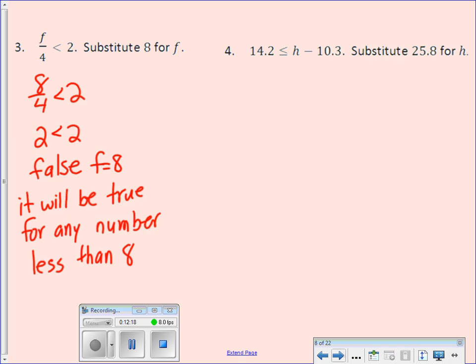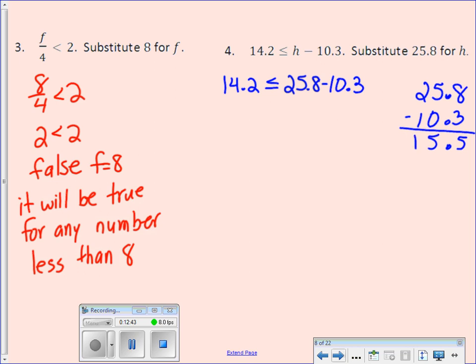All right, let's try number 4. They're saying h equals 25.8. So 14.2 is less than or equal to 25.8 minus 10.3. Coming over here to my margin, I can't subtract those decimals in my head. Well, why should I? So I bring down my 14.2. I bring down my inequality symbol. 25 and 8/10 minus 10 and 3/10 equals 15 and 5/10. So is that statement true? Is that true? So h equals 25 and 8/10 is true.